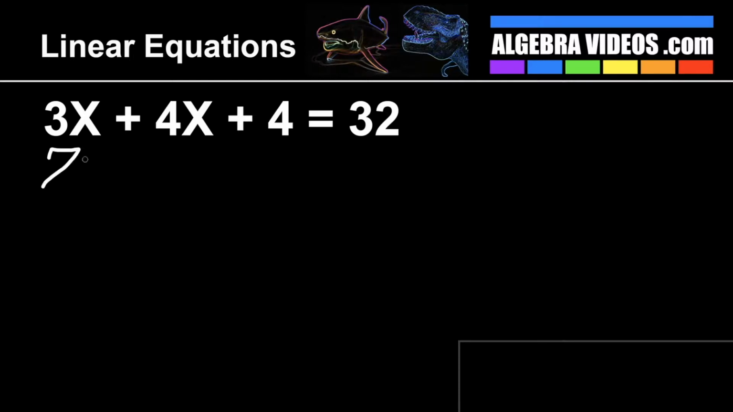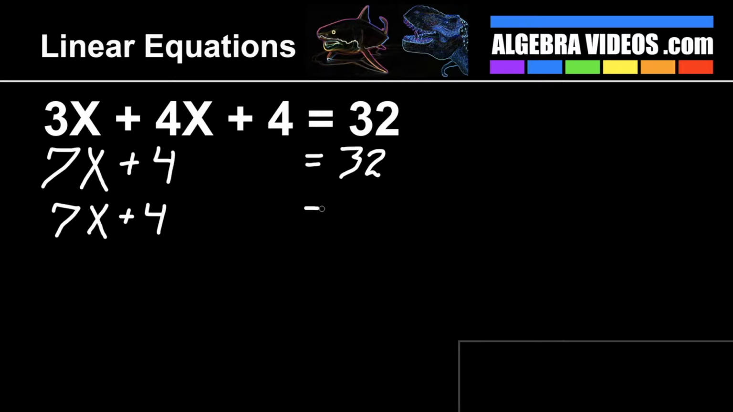So I'm going to rewrite that as 7x. And then the rest of this won't change. The plus 4 and the 32, or plus 4 equals 32. So 7x plus 4, I'm not changing anything, equals 32. So all I did was simplify 3x plus 4x to be 7x, and I left everything else the same. Now I'm going to rewrite that equation. No changes. 7x plus 4 equals 32.